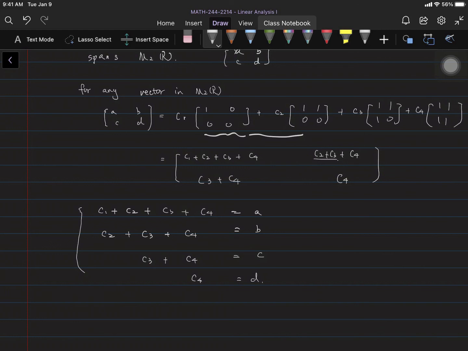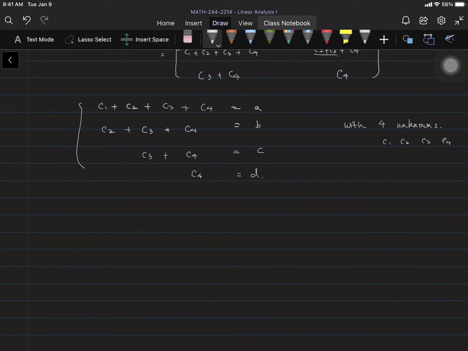We just want to solve this linear system, which has four unknowns: C1, C2, C3, C4. We want to see if it is consistent or not, has a solution or not. Actually we can solve this easily. It's already like back substitution, already in row echelon form because it has leading 1, leading 1, leading 1. C4 is already D. We plug into C3. So C4 is D, and C3 is C minus C4, which is C minus D. C2, same thing, plugging in, is B minus C after simplifying, and C1 is A minus B.